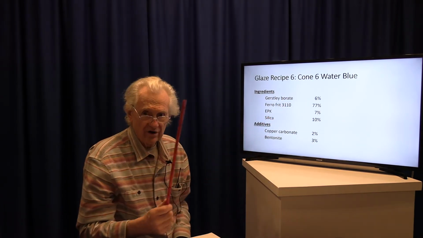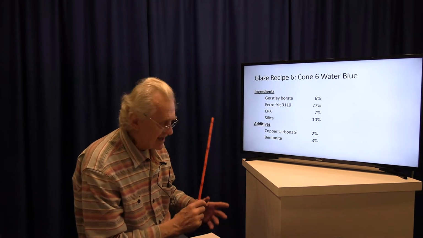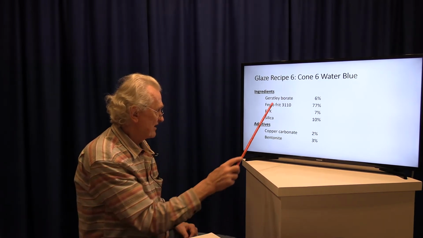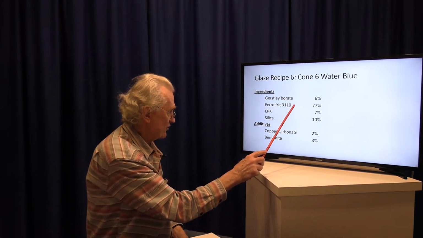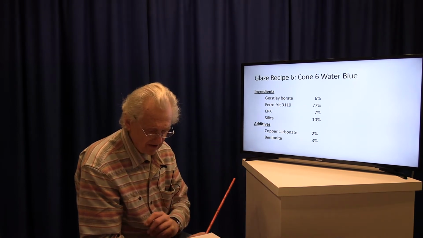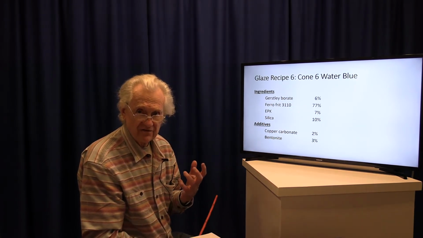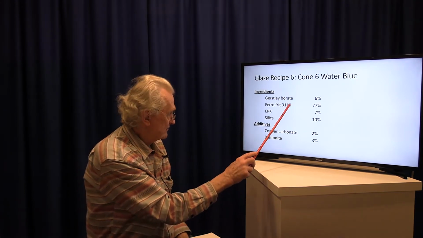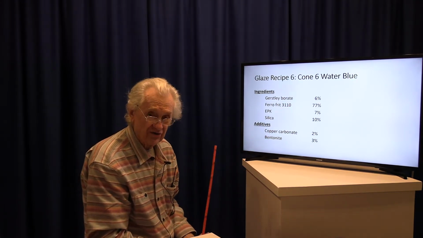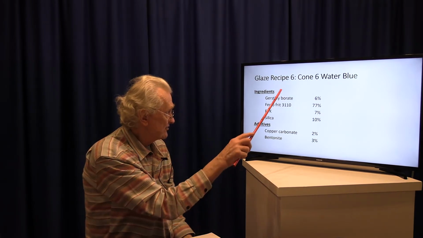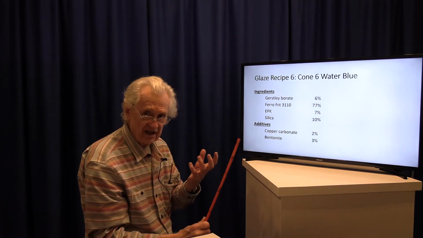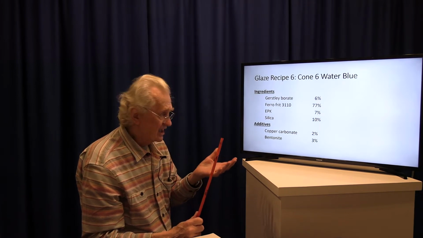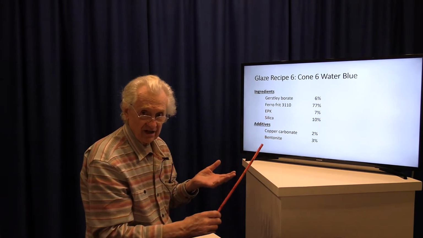I've got mostly one flux. I don't have a lot of different elements. I've got a little bit of calcium from here, but it's mostly sodium coming from here. And what that means is this is probably going to have a fairly narrow firing range. The 3110 frit actually melts at cone 07. So when this powdered glaze is heated up and gets to 07, a lot of the ingredients are going to start to melt.